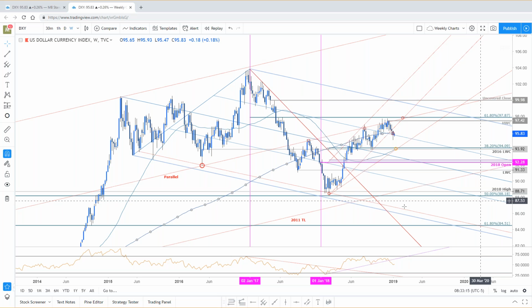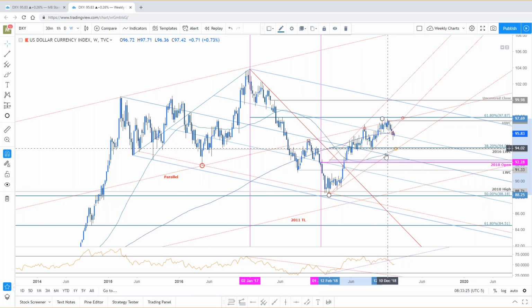You have the 52-week moving average, basic trendline support off last year's lows, a 38.2 retracement of last year's range, and the low week reversal close from 2016. Obviously, still a pretty prominent pivot in price. So that's the big picture stuff for DXY on the weekly chart.